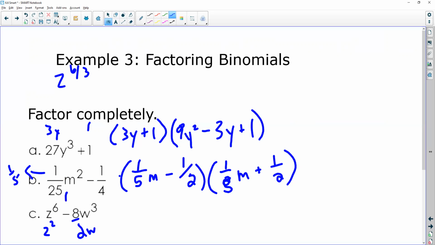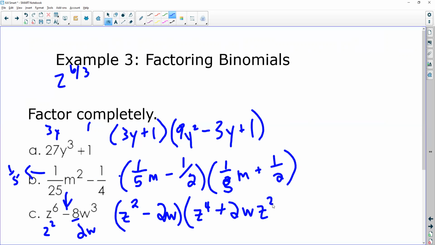So this is a difference. It means the minus goes first. So it's going to be z squared, pardon me, minus 2w. And then z to the 4th, so double z squared, plus 2wz squared, plus 4w squared. Okay?